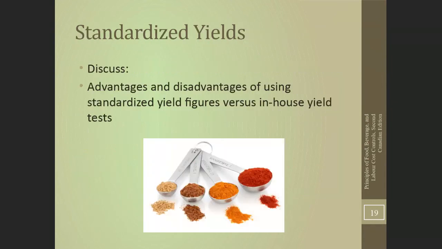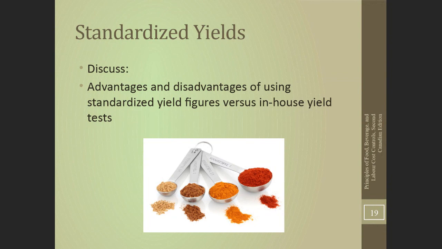Now, standardized yields. All of the tests that we've talked about prior to this slide, the cooking loss test, the butcher test, the yield test, give you a super accurate measurement of a product's yield. As I've said all along, we want to do these tests with high-cost items, because a small change in a yield percentage will have a drastic effect on your cost proportion, and as an extension, your EPC.